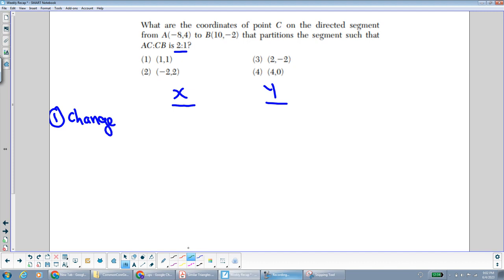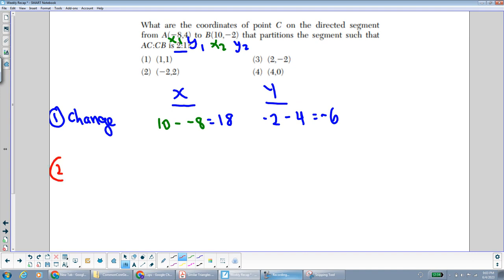Step 1 is the change in x and the change in y. The change in x is x2 minus x1. And this is a directed line segment, so we do have a start point and an end point. Our x2 is going to be 10 and our x1 is negative 8, so that is 10 minus negative 8. I'm also going to find the change in y. This is our y2 and this is our y1, so that would be negative 2 minus 4. Let me put down what each of these is. 10 minus negative 8 is 18. Negative 2 minus 4 is negative 6.